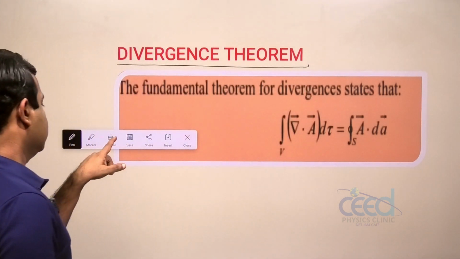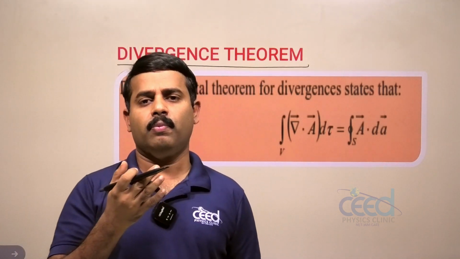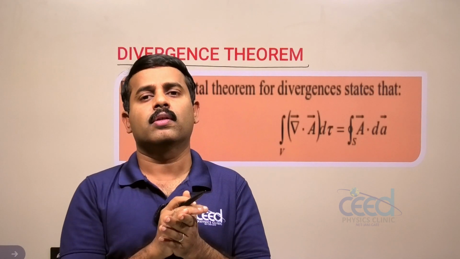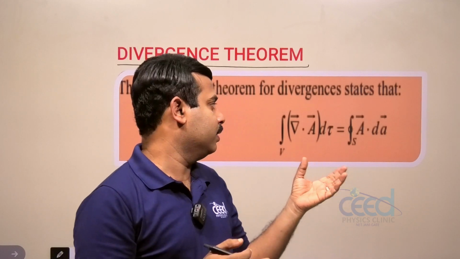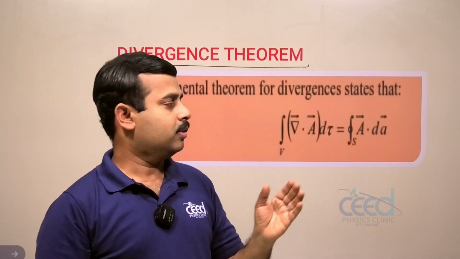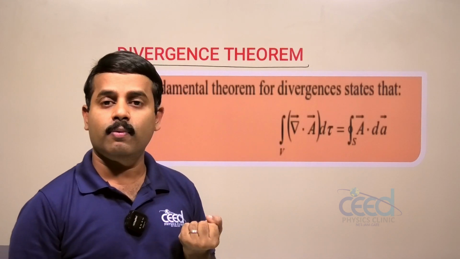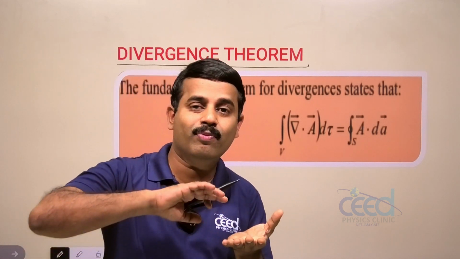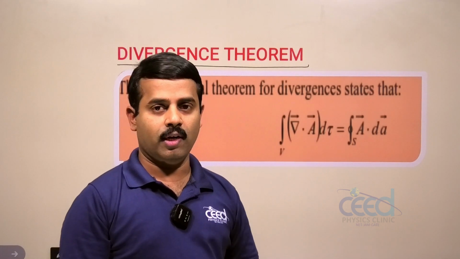This divergence theorem and Stokes theorem we use for converting one kind of integral into another. So here an areal integral, that means a surface integral, we convert into a volume integral. The divergence theorem says about the conversion of a surface integral into a volume integral.